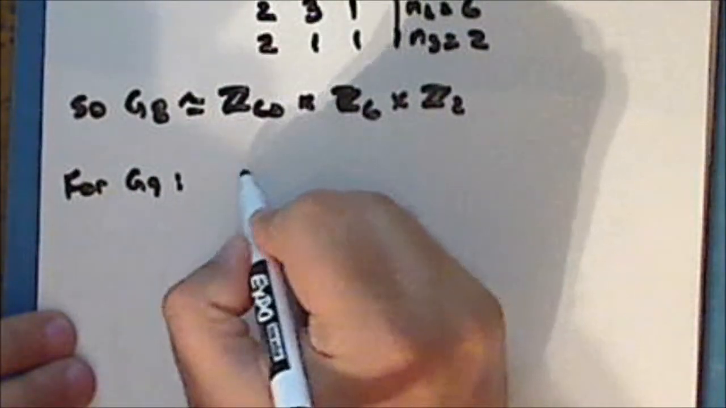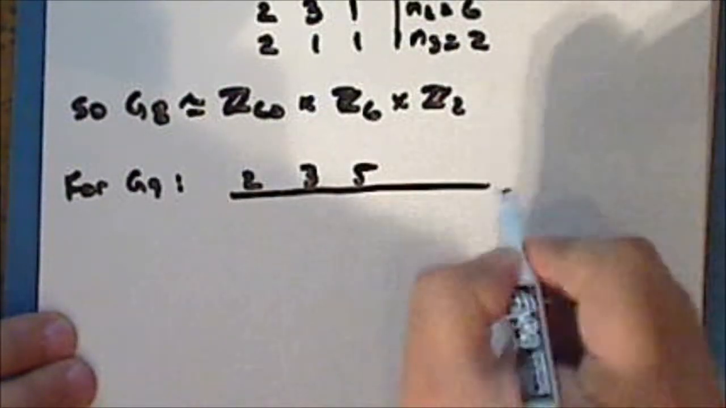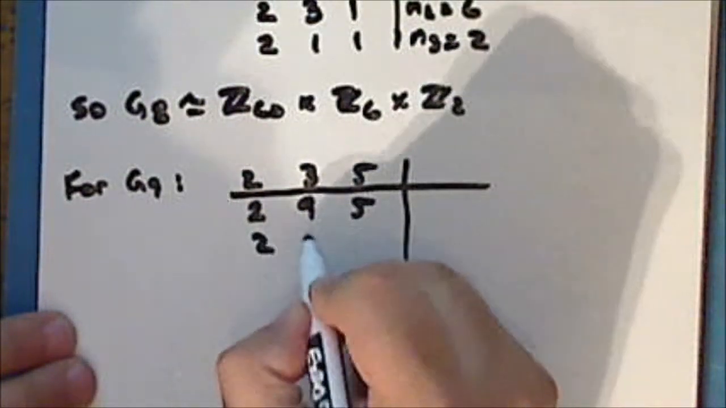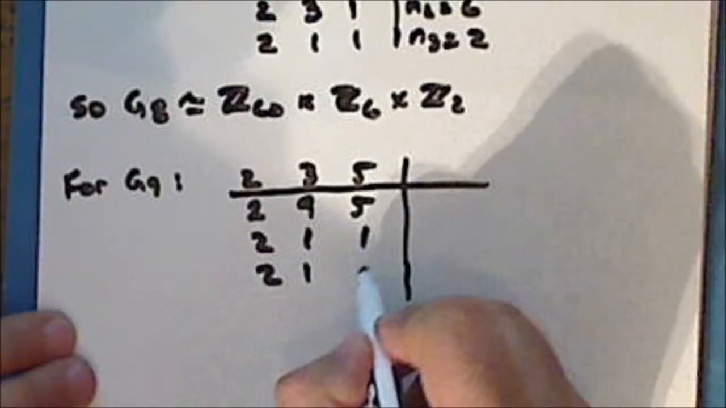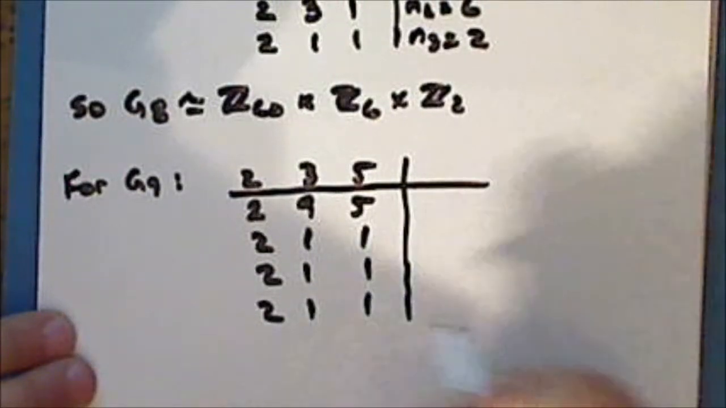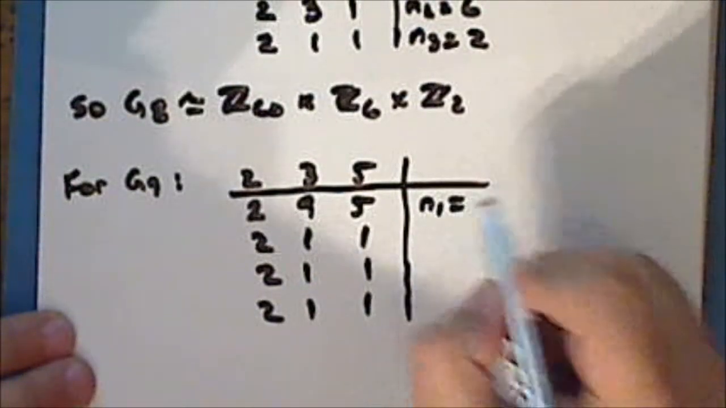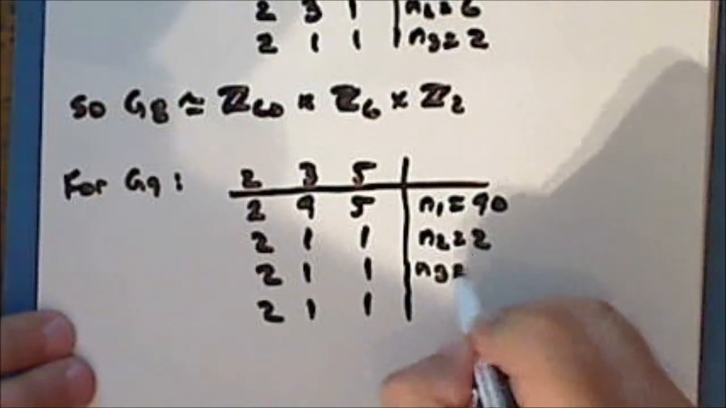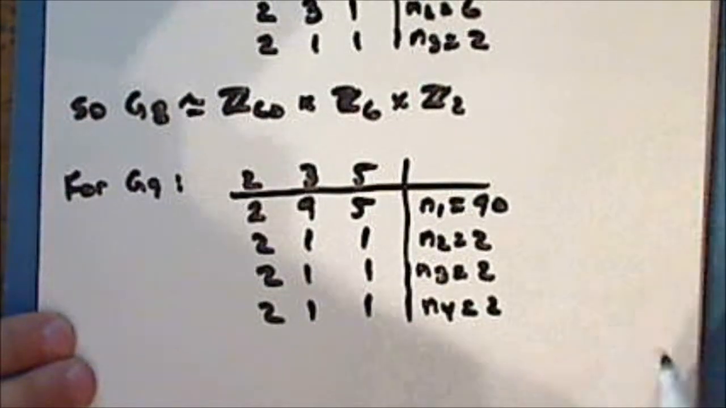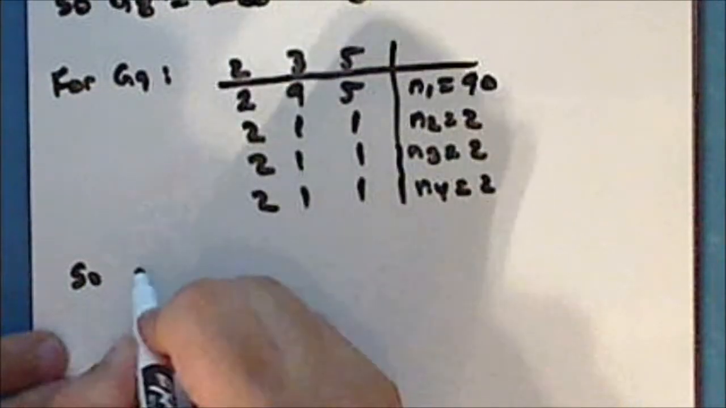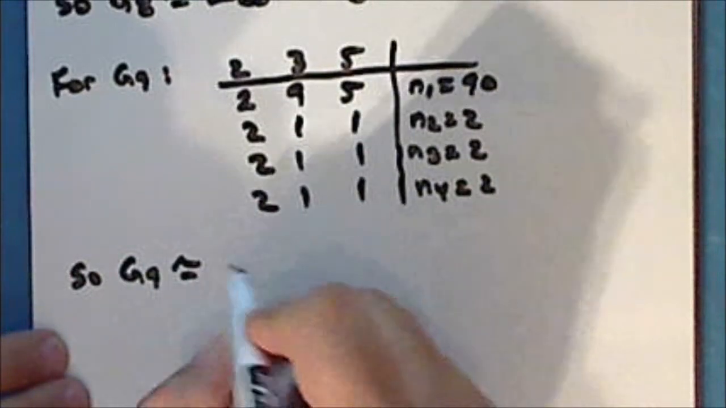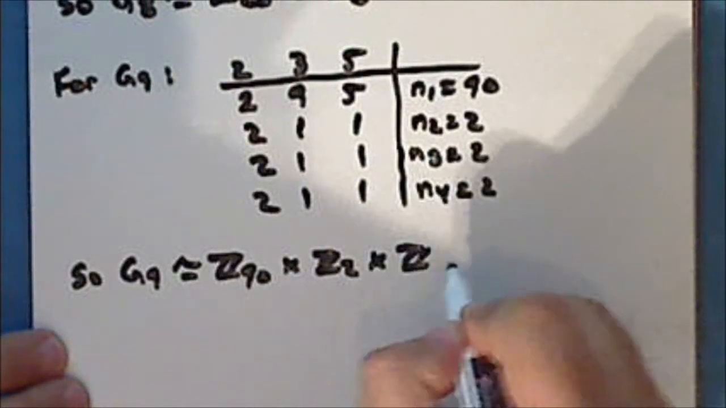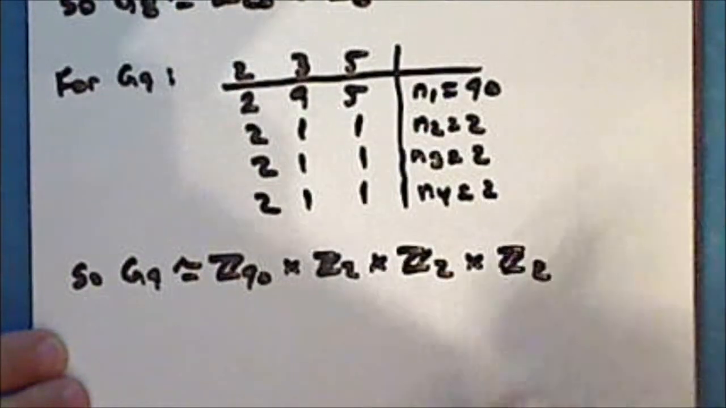For the ninth group, we have 2, 9, 5 in the first row, 2, 1, 1 in the second row, 2, 1, 1 in the third row, and 2, 1, 1 in the fourth row. So the first invariant factor is 2 times 9 times 5, which is 90. The second invariant factor is 2. The third invariant factor is 2. And the fourth invariant factor is 2. So the invariant factor decomposition of the ninth group is the direct product of the integers modulo 90 times the integers modulo 2 times the integers modulo 2 times the integers modulo 2.